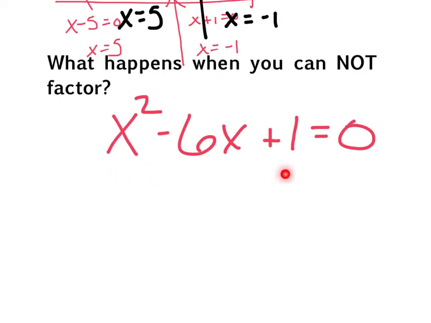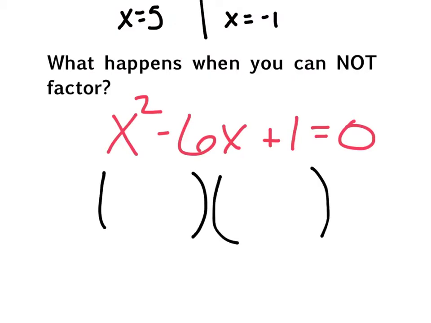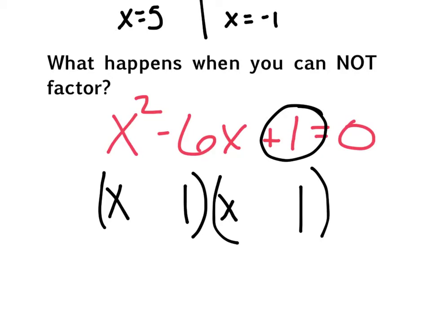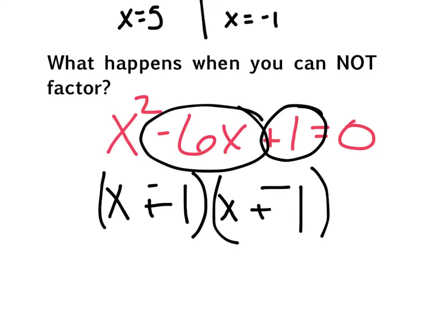Well, take this example. I have to multiply to 1. Alright, so my only options are 1 and 1. Right? That's the only thing that multiplies to 1. And the only thing that multiplies to 1 is either they're both positive or they're both negative. Can that ever add up to 6? No, of course not. So what happens? Do we just quit? Do we throw the towel in? What do we do when we can't factor?